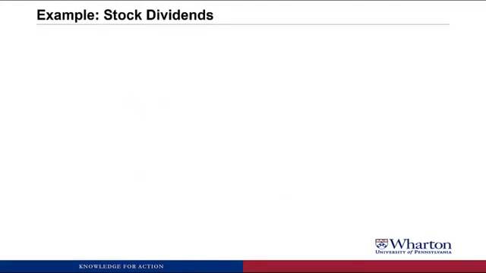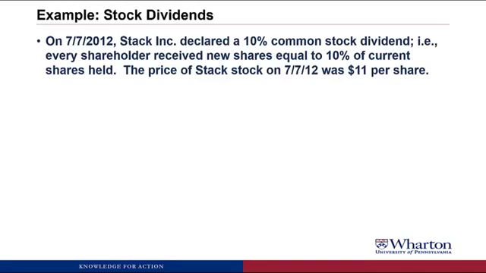Now let's take a look at an example of a stock dividend. On July 7th, 2012, Stack Incorporated declares a 10% common stock dividend, which means that every shareholder is going to get new shares equal to 10% of their current shares held. So if you had 10 shares, you would get 1 new share as a stock dividend. The price of Stack stock on 7/7 was $11 per share.